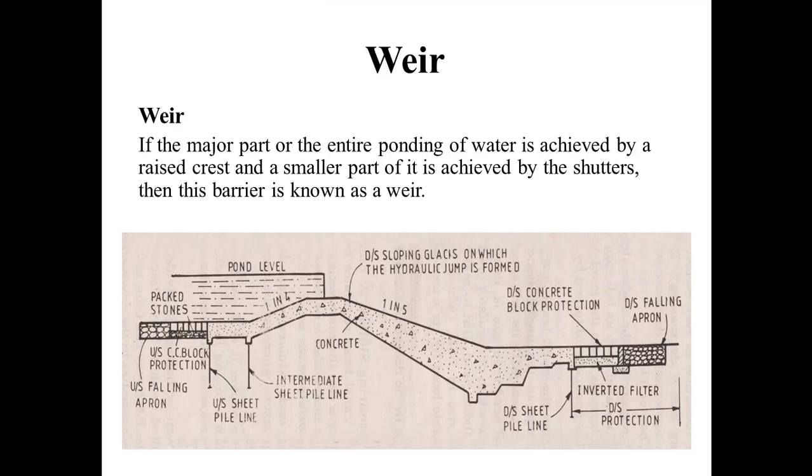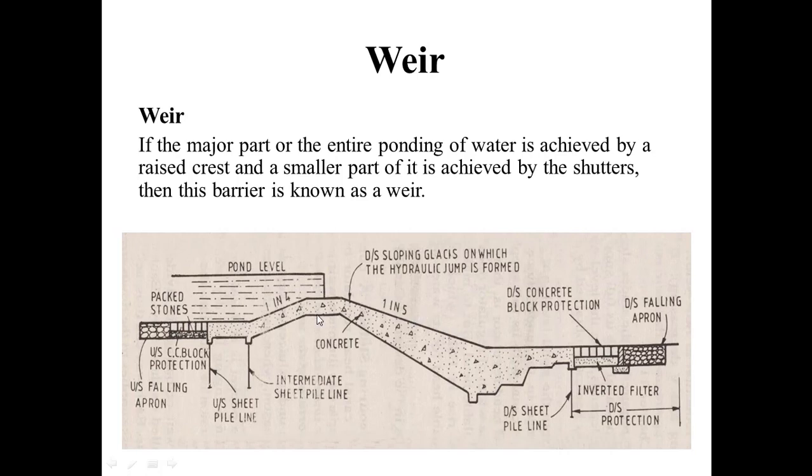So, what is a weir? If the major part or the entire ponding of water is achieved by the crest and a smaller part of it is achieved by the shutters, then this barrier is known as a weir. Clear? When the storage is done by constructing a barrier and the water is stored through this barrier, these types of structures are known as weirs.